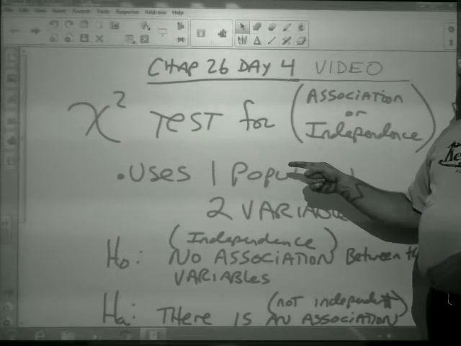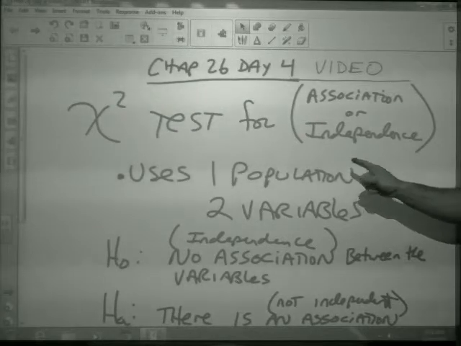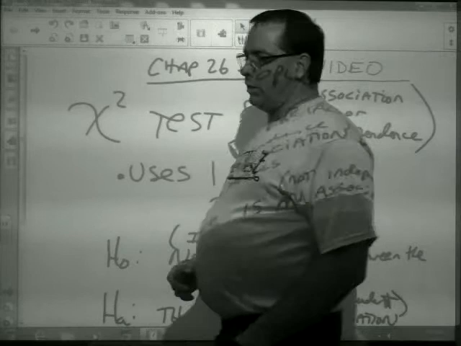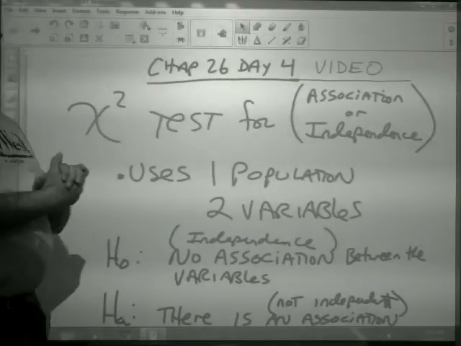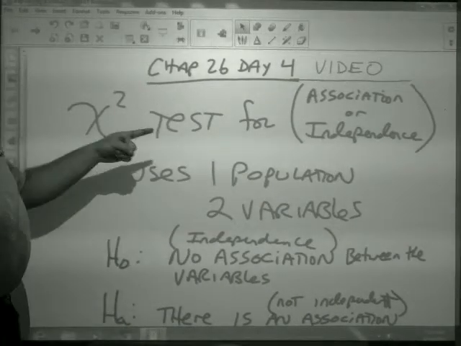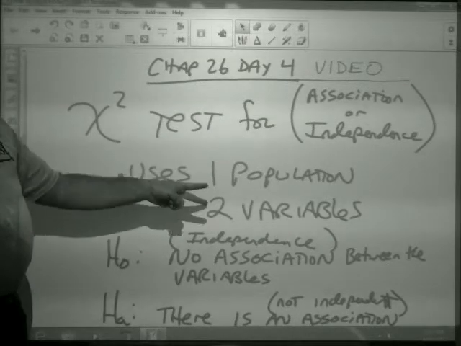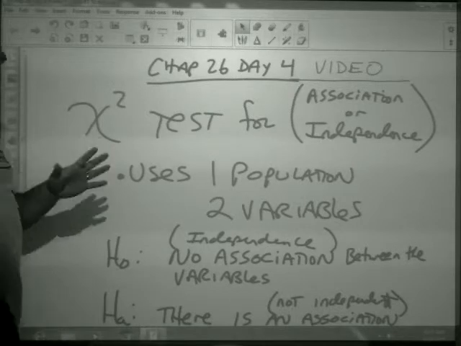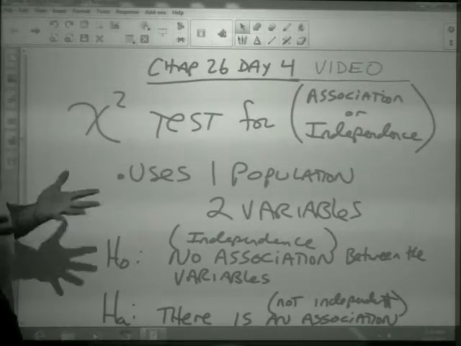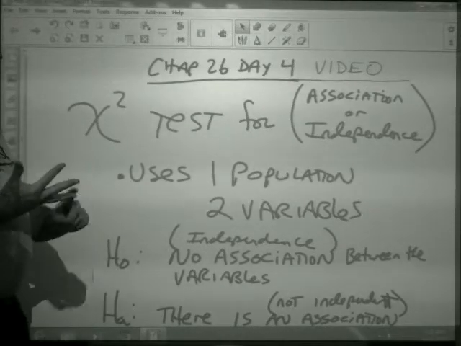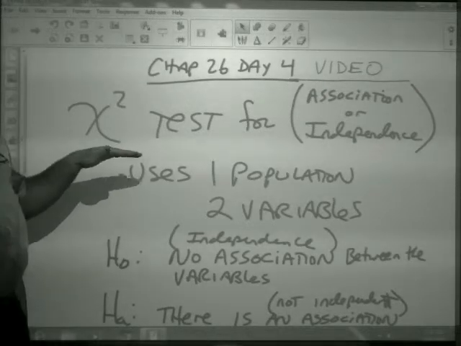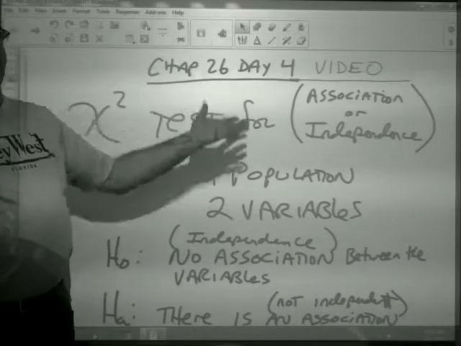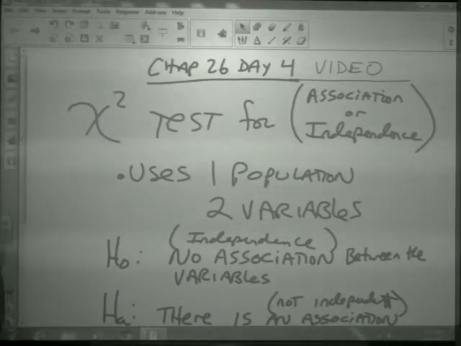So in this case, it uses one population on two variables. All right? So instead of homogeneity, which uses multiple populations on one variable, this is one population, two variables. And so when you're given the scenario, you have to ask yourself, what's my population? What are my variables? And that will help you distinguish between the association or independence test or the homogeneity test.